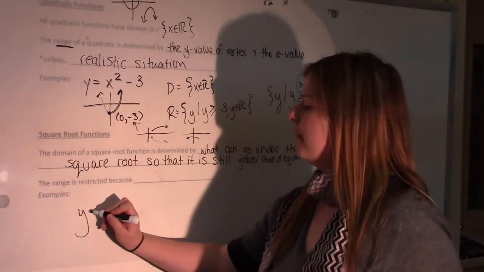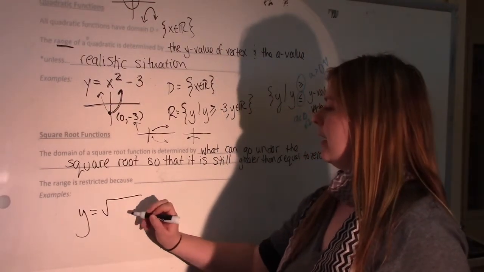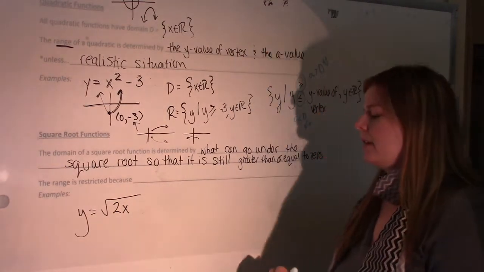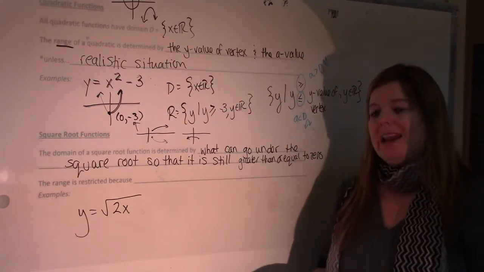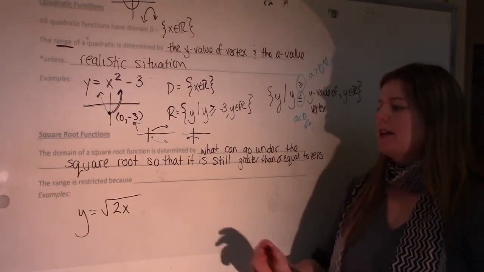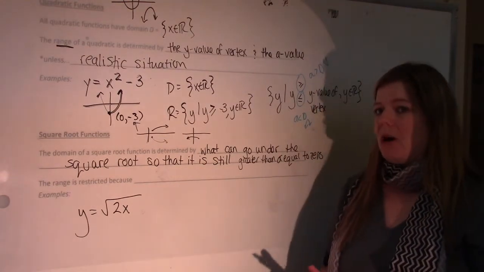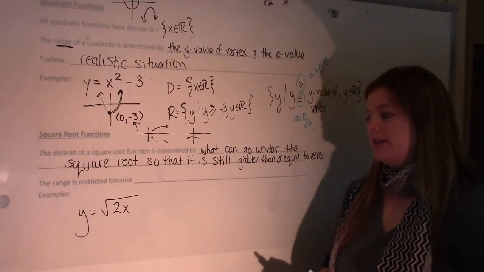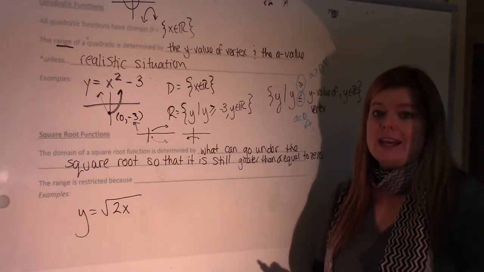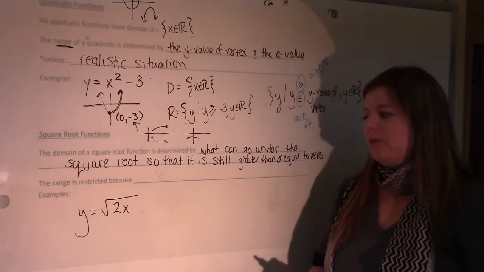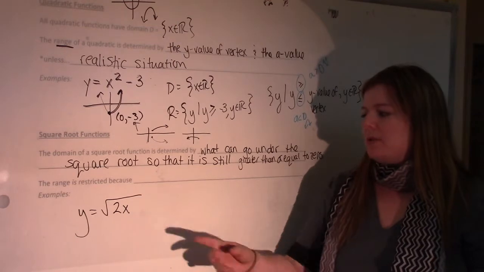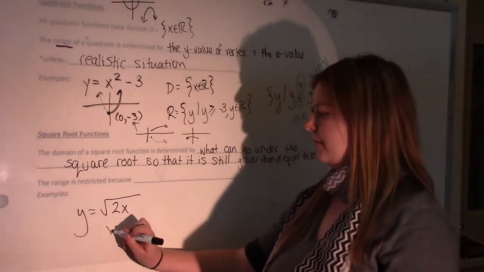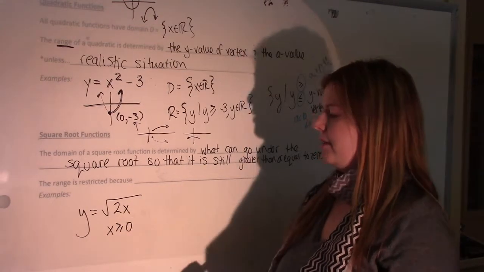So let's say we have y equals the square root of 2x. Okay, well, the domain is anything above 0, because whatever is under the square root has to be positive or including 0. So it has to be, I should say, non-negative. So positive or 0. So in order for the square root to be non-negative, x has to be greater than or equal to 0.